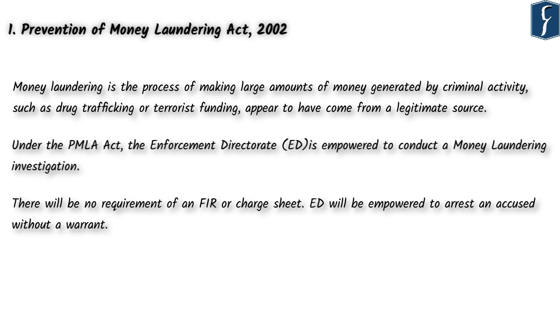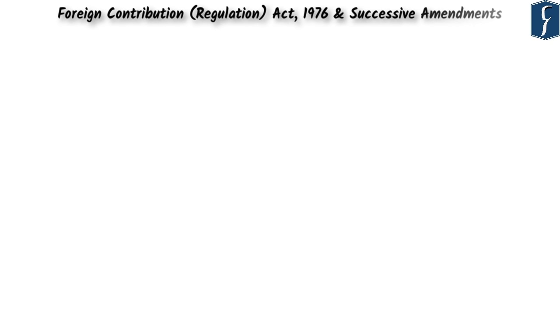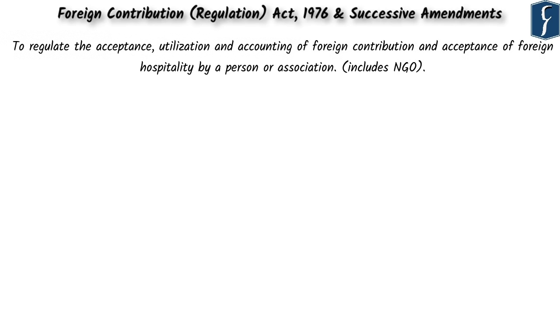Now let us come to Foreign Contribution Regulation Act 1976 and the successive amendments that have been done to this legislation. It was enacted during the time of emergency in 1976. The purpose was to regulate the acceptance, utilization and accounting of foreign contribution by a person, association or any NGOs. NGOs are also included in this legislation.